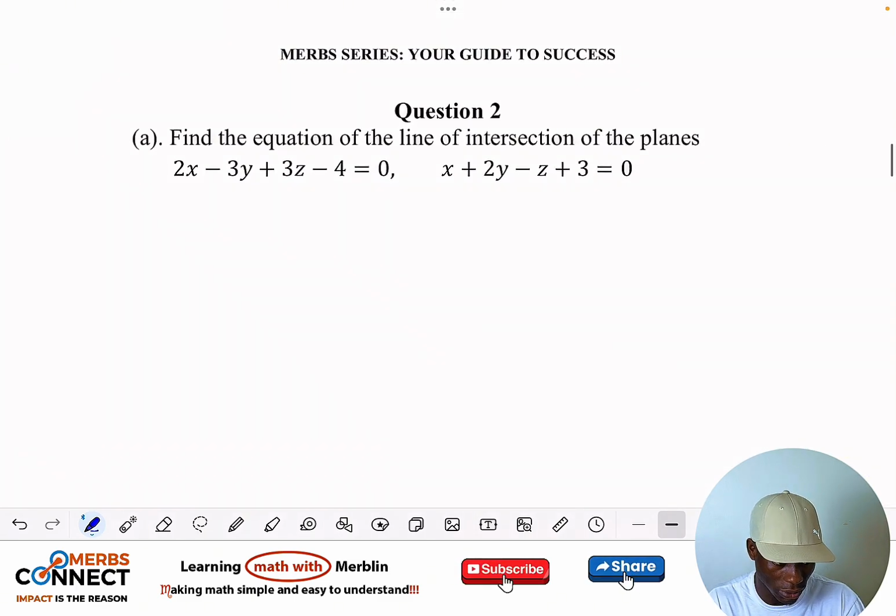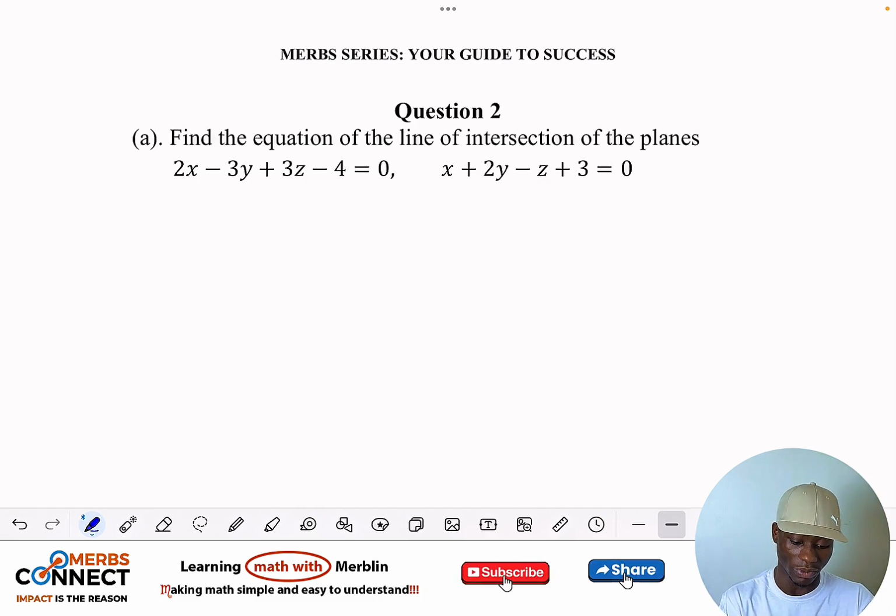Now let's look at question 2. Now question 2, we want to find the equation of the plane, right? But sorry, we want to find the equation of the line of intersection of the planes. So what we just need to do, the word intersection, right? It means that we need to solve this one simultaneously. So let's see how we can solve this.